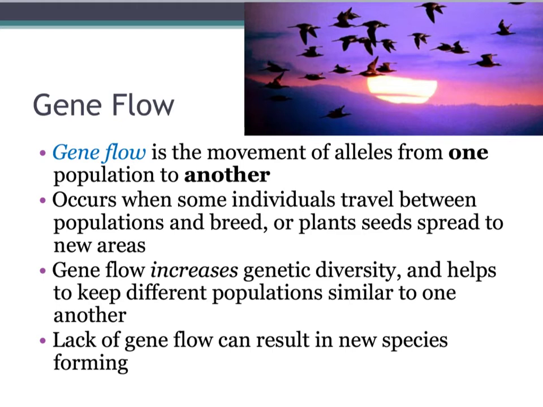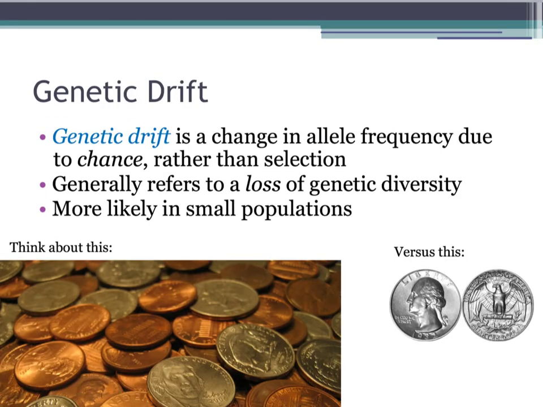If there's not enough gene flow, a new species could actually form in that way, because it would start to just look so different than everything else. We need diversity in order to survive and in order to get some of those good dominant genes.